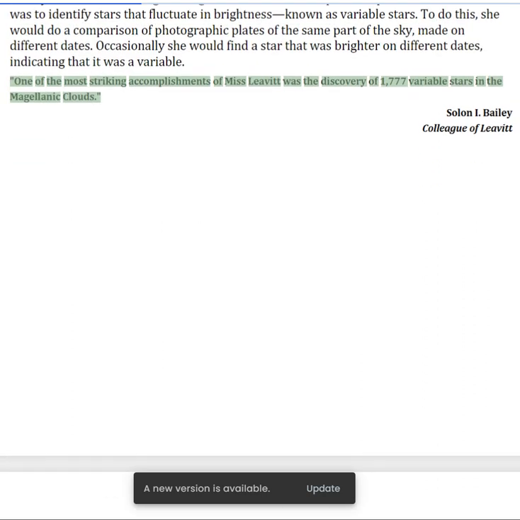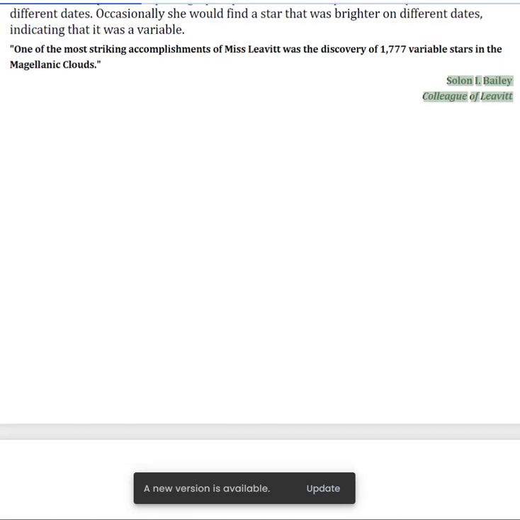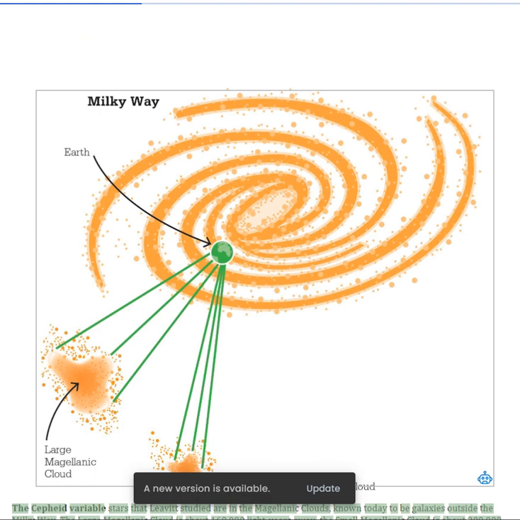"One of the most striking accomplishments of Miss Leavitt was the discovery of 1,777 variable stars in the Magellanic Clouds." Solon I. Bailey, colleague of Leavitt. The Cepheid variable stars that Leavitt studied are in the Magellanic Clouds, known today to be galaxies outside the Milky Way. The Large Magellanic Cloud is about 160,000 light-years away, the Small Magellanic Cloud is about 200,000 light-years away.